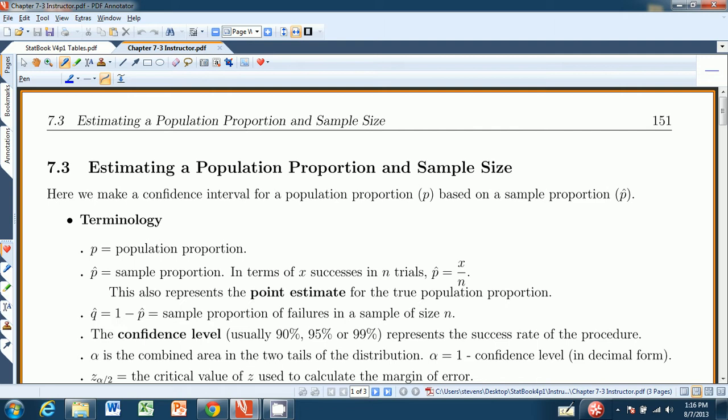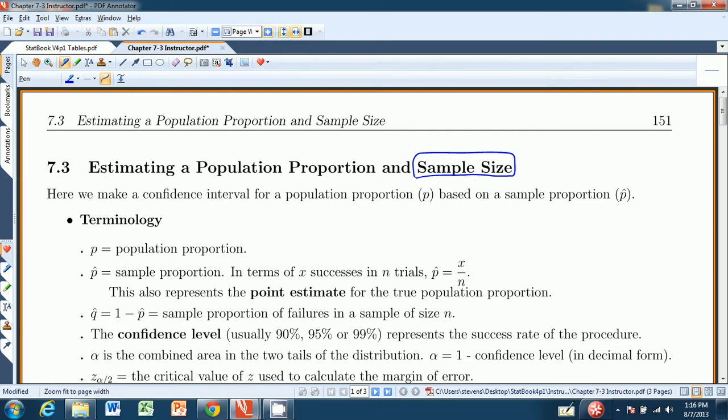In this chapter, we're going to estimate a population proportion from a sample proportion by way of making a confidence interval. And in addition to that, we will figure out how to calculate a minimum sample size to create an interval which has a constraint on, say, the maximum margin of error. All right, so let's get started.